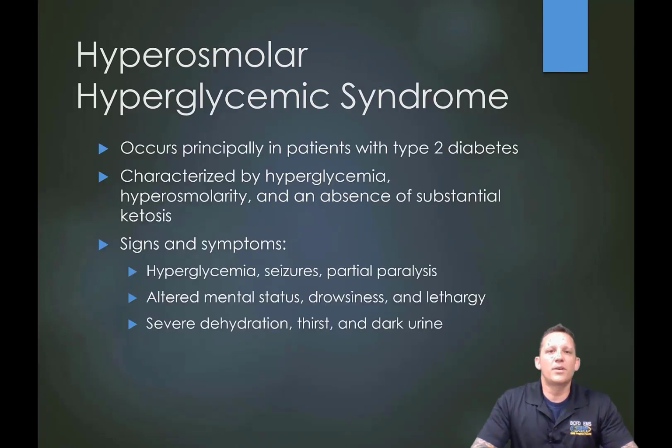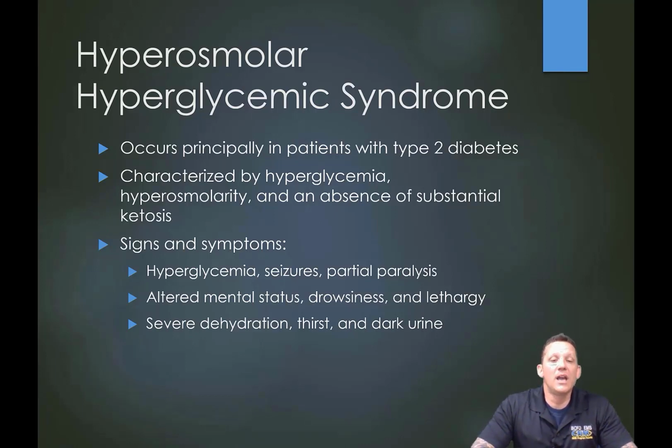So now we're going to talk about hyperosmolar hyperglycemic syndrome, or HHS. This happens in patients primarily with type 2 diabetes. They become hyperglycemic. Their blood becomes hyperosmotic, and then there's a very substantial lack or an absence of ketosis, right? So the body's not quite yet making those ketones because it hasn't switched over.